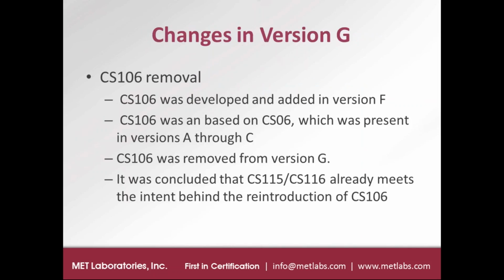So the next few slides, I'm going to go over a couple changes that took place between version F and G of MIL Standard 461. One change is that the CS106 test method was removed. That test method was developed and added in version F, and it was based on CS06 from earlier versions A through C, and then it was removed in version D.